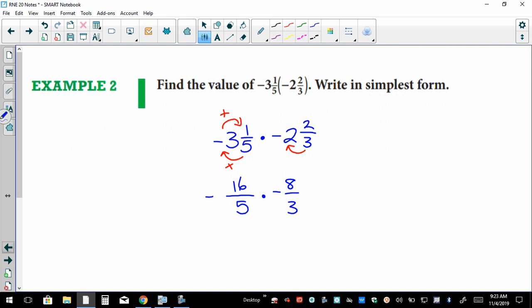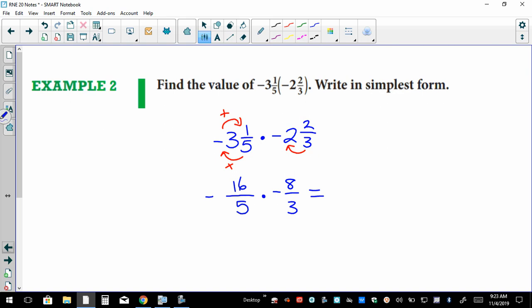Can't, right? Because there's no number that goes into 5 and 8 evenly. There's no number that goes into 16 and 3 evenly. So I know I'm going to have a positive answer. What's 16 times 8? Well, what's 10 times 8? 80. What's 6 times, hang on, 128.